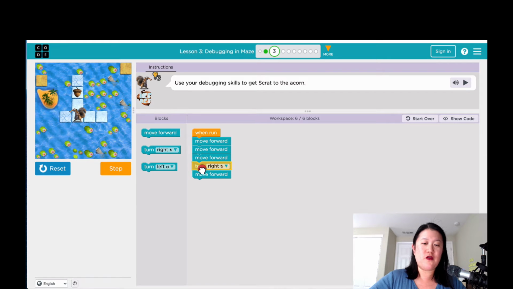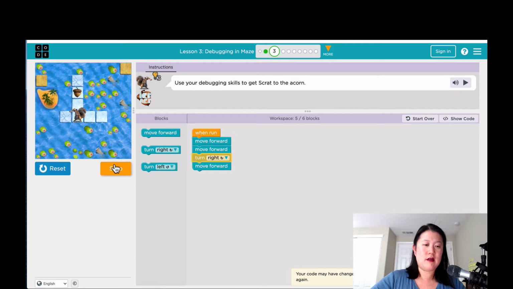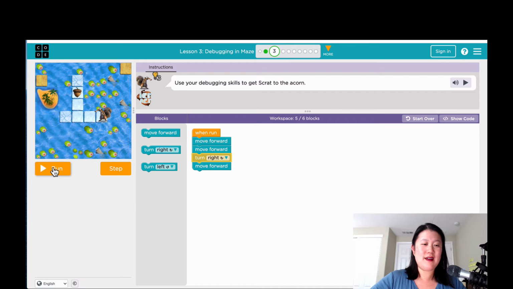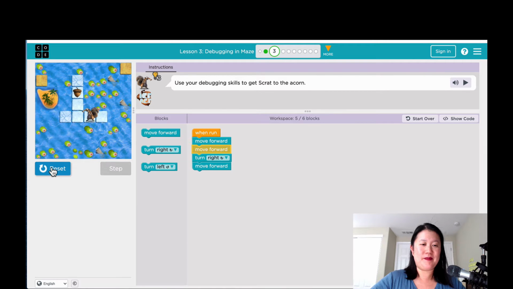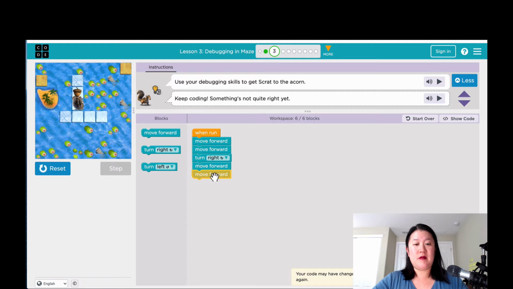So we know that this move forward should not even be here. Let's throw that away, put that back. Let's reset this and run it. Wait a minute. Are we going the right direction? Yes. We're not done. I thought we used all the blocks we need to. But look, we didn't look carefully at this. So we have to use one more. And which one's that one?